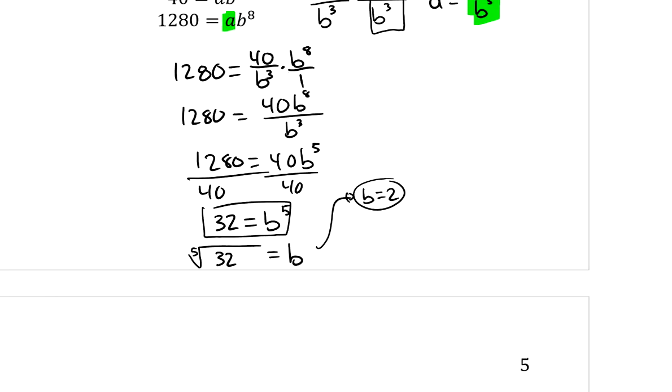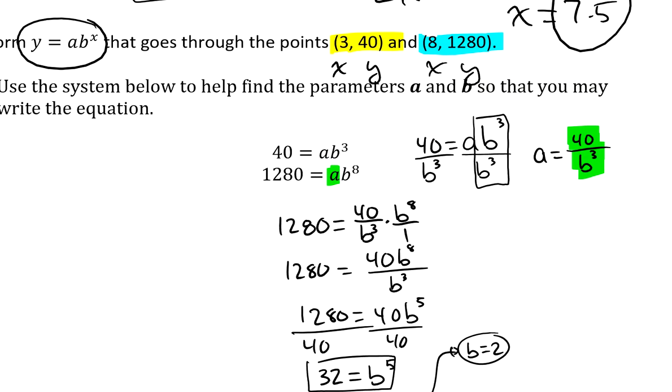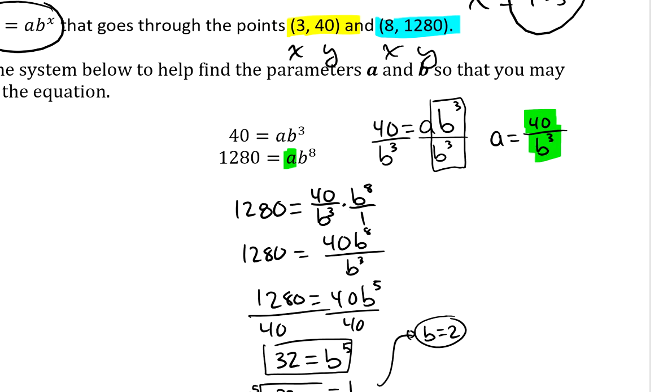Go back to what we're asked for. They're asking us to write an equation in the form y equals ab to the x. We know that b is 2. We just need to figure out what a is. Look at how convenient this is. This equation says a is going to be 40 divided by b to the third power. Well, b to the third power is the number 8, that's 2 times 2 times 2, 2 to the third power. So that's 40 divided by 8, and 40 divided by 8 is the number 5. So a is 5, and b is the number 2.